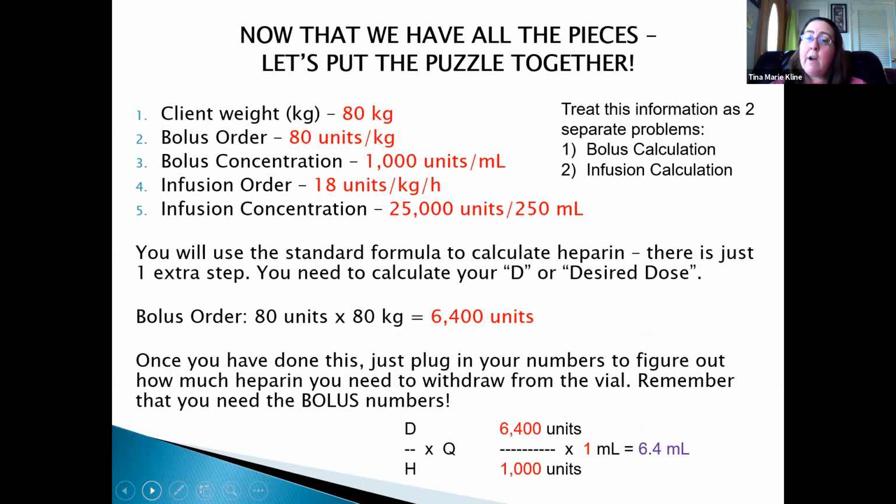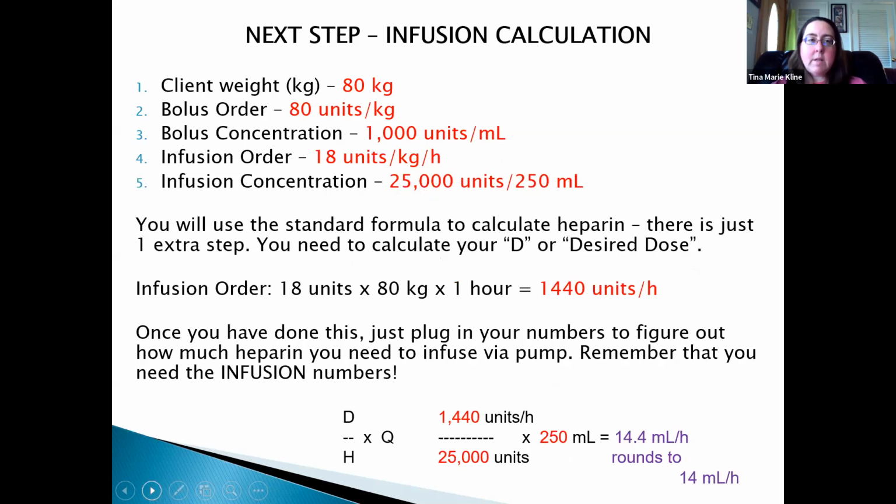Okay, well, I desire to give 6,400 units. What I have for my bolus concentration is 1,000 units per 1 milliliter. So I calculate that out to 6.4 milliliters. I clean off the vial, I pull it up in my syringe, I can pull up 6.4. Remember your rounding rules here, because it's over 1 milliliter, I'm pulling it up in a syringe, I can go to the tenths. Okay, I would not round this to 6 milliliters. It is 6.4 milliliters. And I give the bolus.